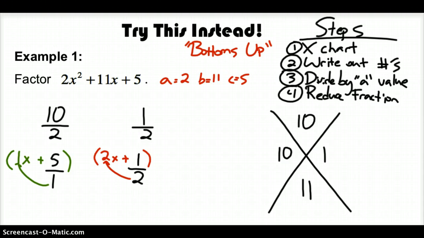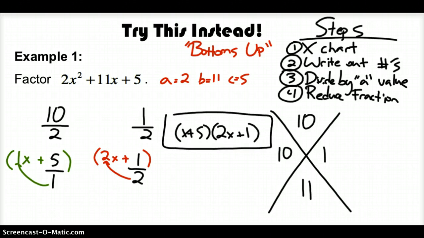All right, so our final answer is just what we got last time: x plus 5 and 2x plus 1. And obviously, we can always check with FOIL. Make sure that x times 2x is 2x squared. My outside, I get positive 1x. Inside, I get positive 10x. And last times last, I get positive 5. When I combine like terms, I know that I am 100% correct.